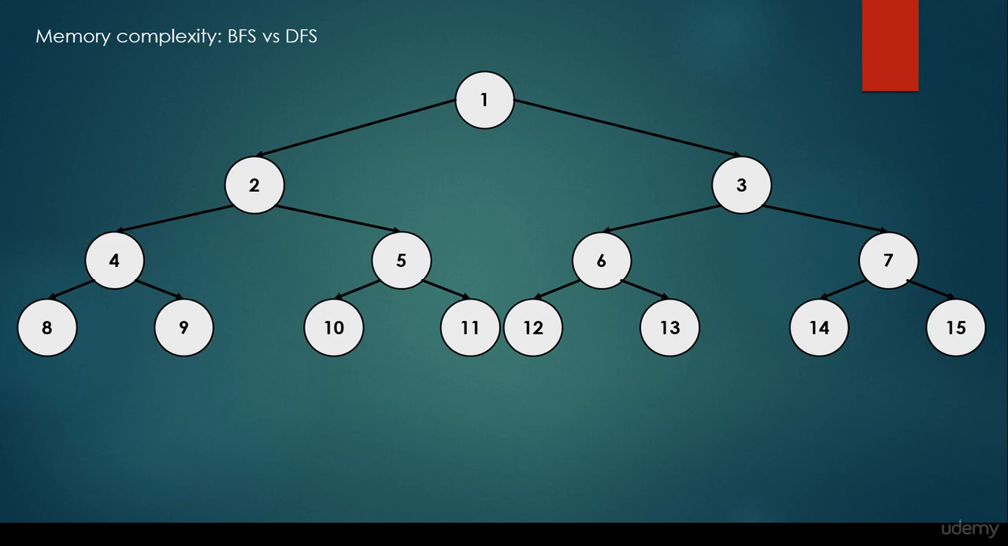Hi, in this video I would like to point out the differences as far as memory complexity is concerned between breadth-first search and depth-first search. So for example, we have a tree-like graph like this. The root node is the 1, we have several leaf nodes, the 8, 9, 10 and so on, and basically we would like to compare the breadth-first search and the depth-first search as far as memory complexity is concerned.